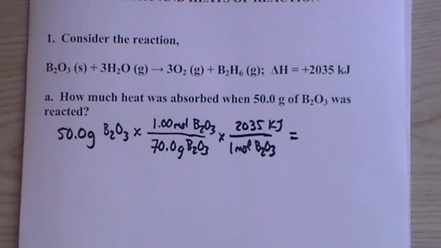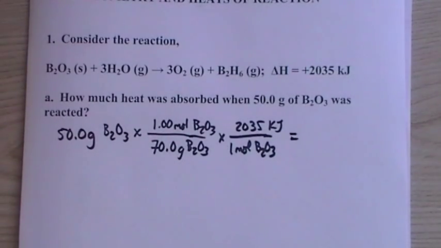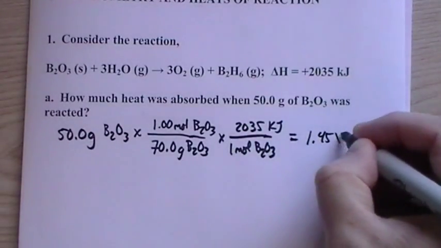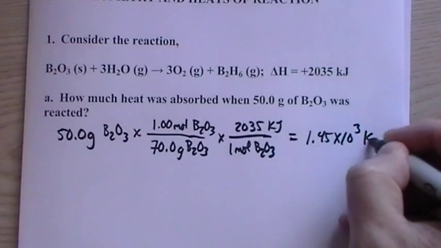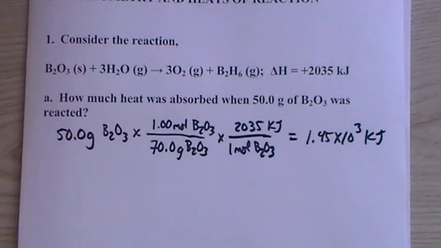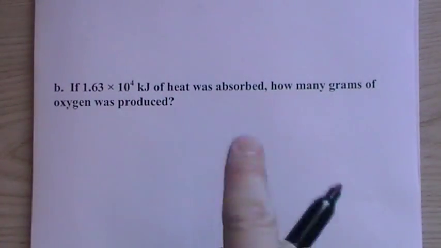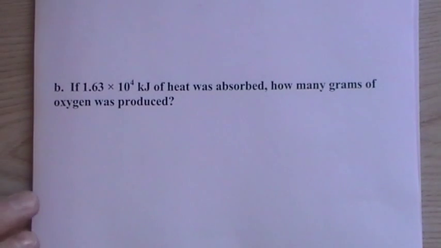So we have 50 divided by 70 times 2,035, and this comes up to 1.45 times 10 to the third kilojoules. Seems reasonable. Now, another thing we can do, and I'll pull back down the reaction in a second: 1.63 times 10 to the fourth kilojoules of heat was absorbed. How many grams of oxygen was produced?